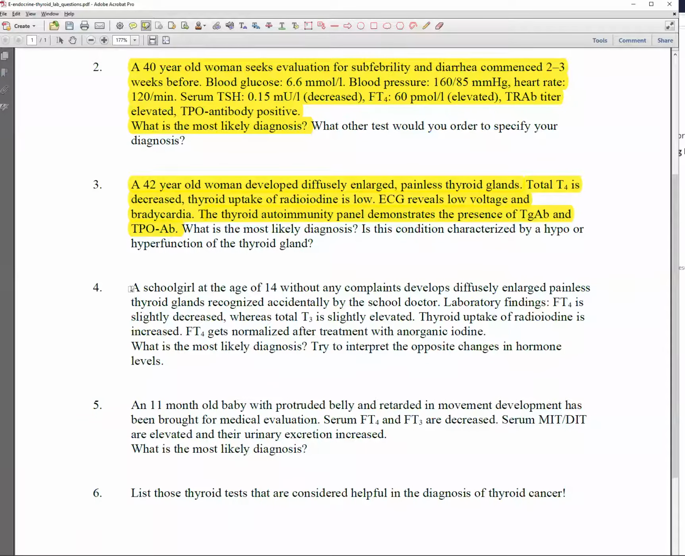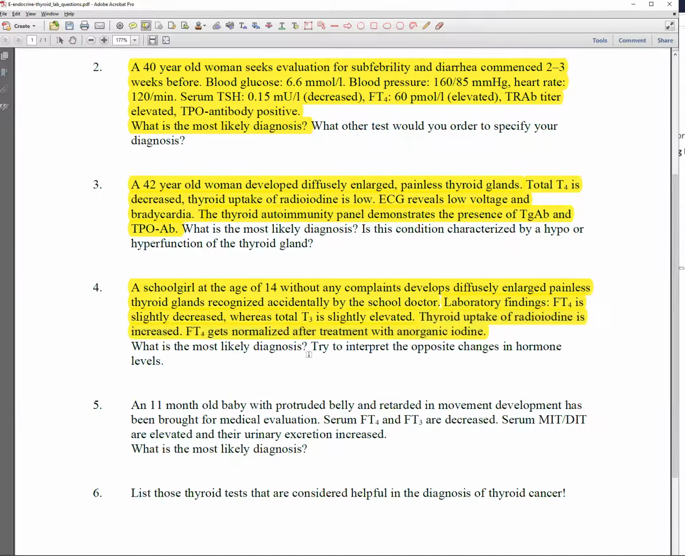Okay, good. A schoolgirl at the age of 14 without any complaints developed a diffusely enlarged, painless thyroid gland recognized accidentally by the school doctor. Laboratory findings are: FT4 is slightly decreased, whereas total T3 is slightly elevated. Thyroid uptake of radioiodine is increased. FT4 gets normalized after treatment with inorganic iodine. What is the most likely diagnosis?